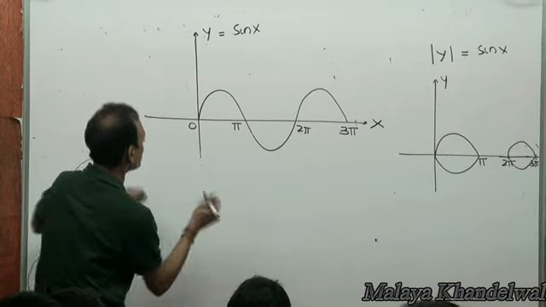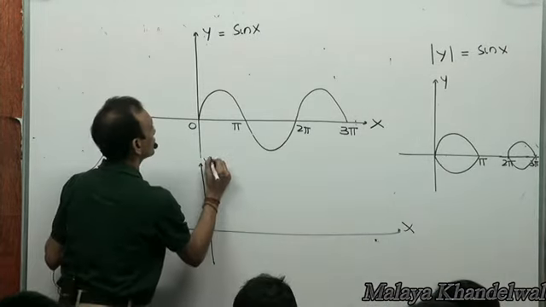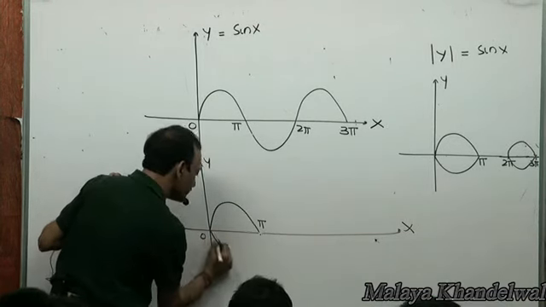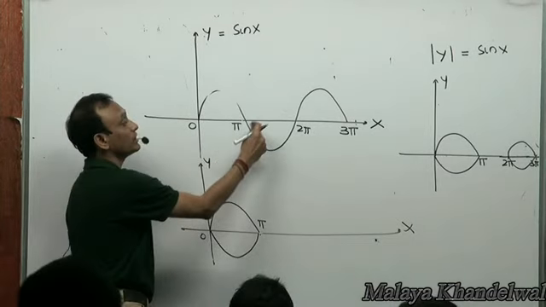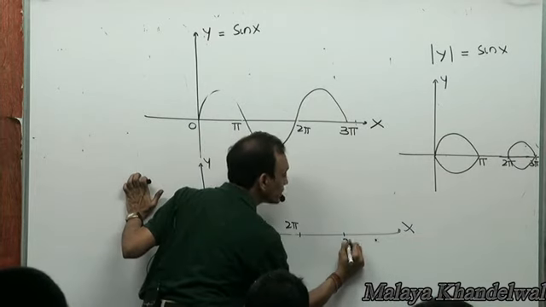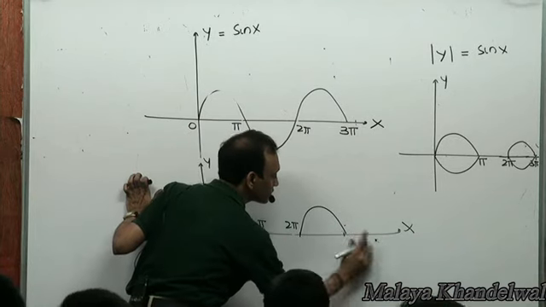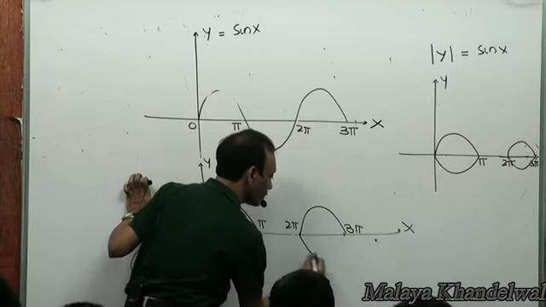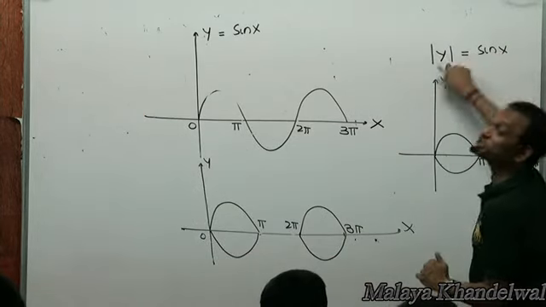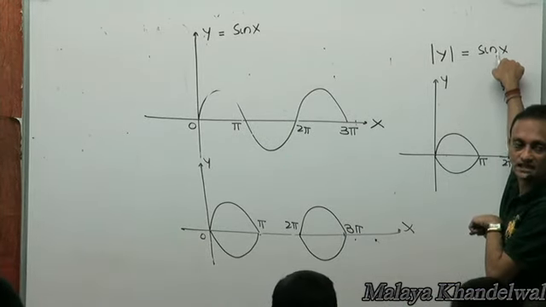Sorry, let me just draw a better figure for you. 0 to pi, retain and reflect, because f(x) is non-negative. Between pi to 2 pi, forget. Between 2 pi to 3 pi, positive, so retain and reflect. And so on and so forth. This is the graph of y versus x such that mod y is sin x.